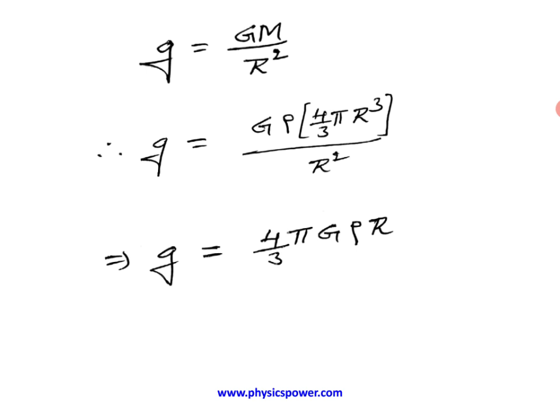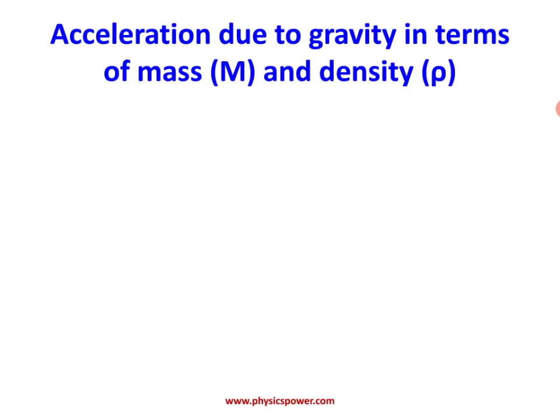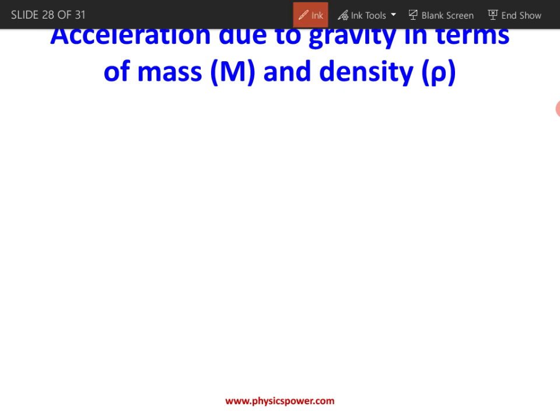Okay, next, acceleration due to gravity in terms of mass and density. The previous two equations we derived, one is in terms of mass and radius, and the next in terms of density and radius. Now in terms of mass and density. So for that, what should we do? We derived the first expression, that is g equals GM by r square. From this equation only we can derive the required one.